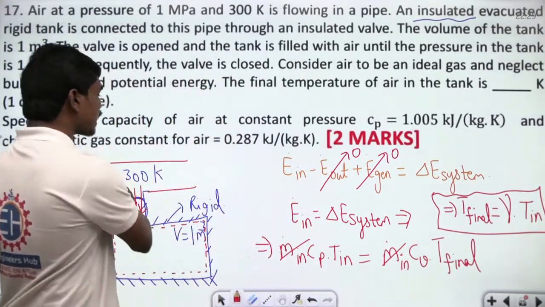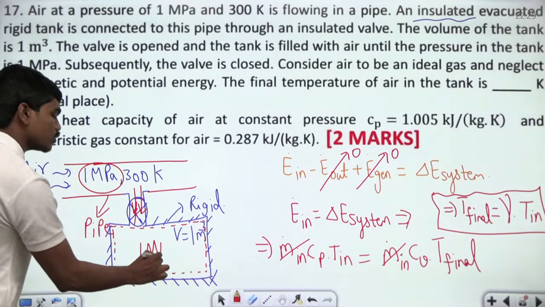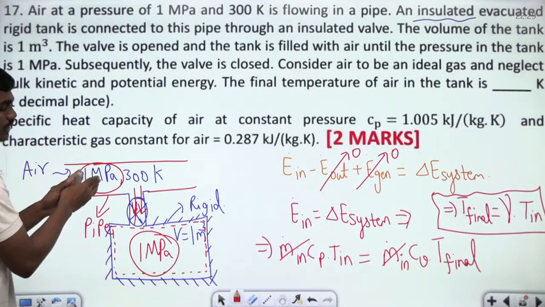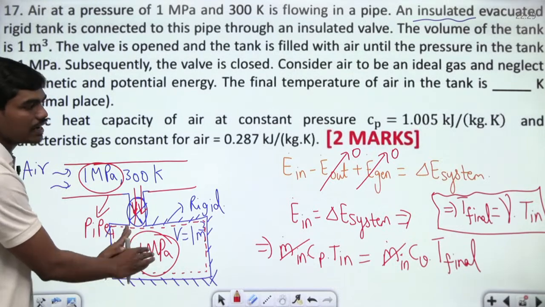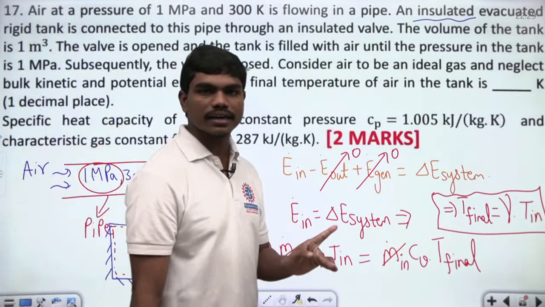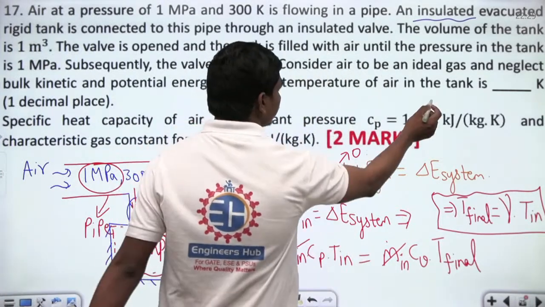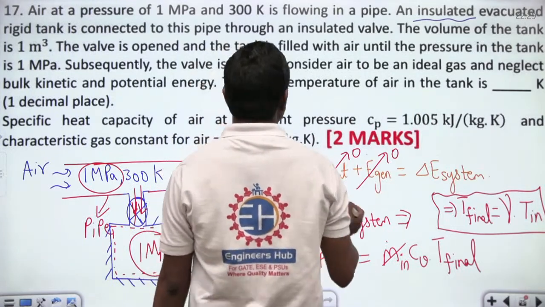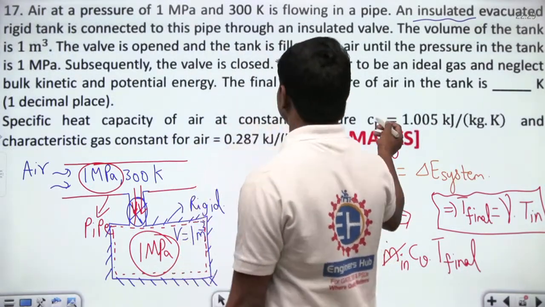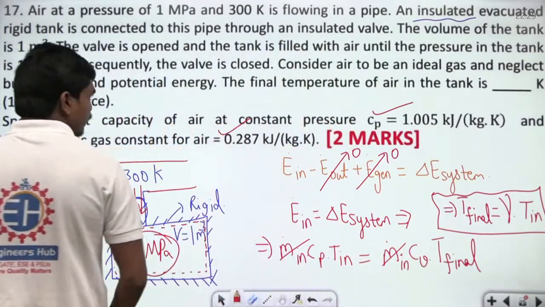Whenever there exists some mechanical equilibrium, meaning if here the pressure is 1 megapascal and finally here it is also 1 megapascal, or if here it is P1 and finally it is also P1, then definitely the final temperature of the tank is nothing but gamma times the initial temperature, which is the inlet temperature. Here gamma is not given directly, but Cp is given and R is given. So you can evaluate Cv, and Cp by Cv is the value of gamma.